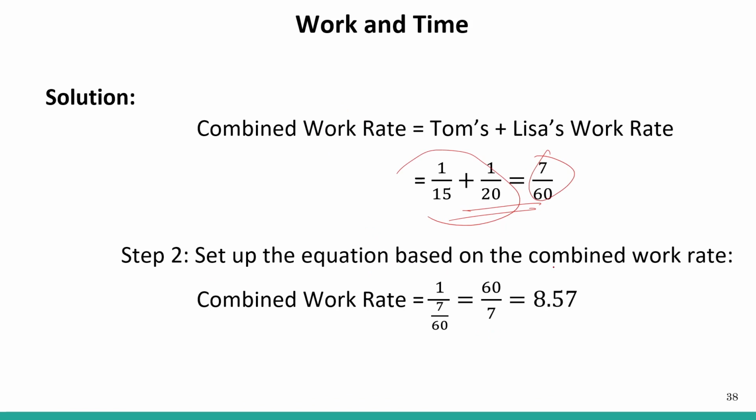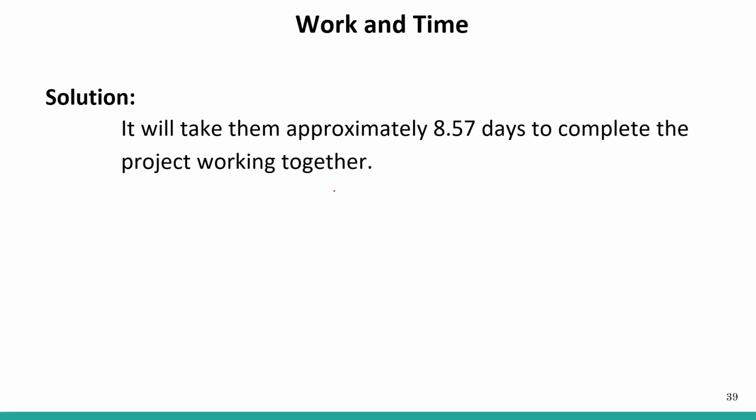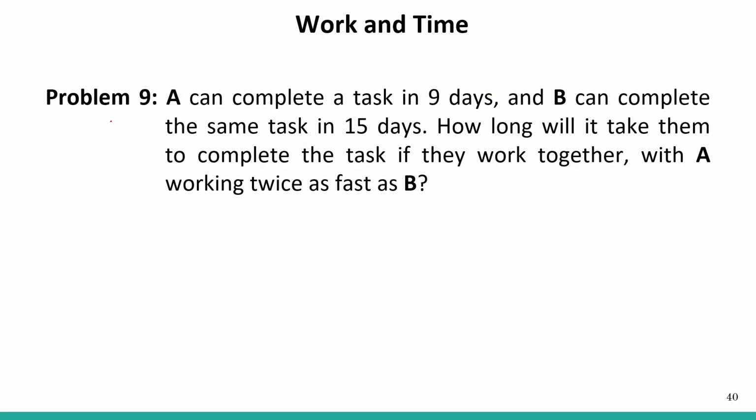Set up the equation based on the combined work rate. So the time is equal to 1 by 7 by 60. That is 60 by 7, which is equal to 8.57 days. So approximately it will take them 8.57 days to complete the task. So let's see problem number 9.